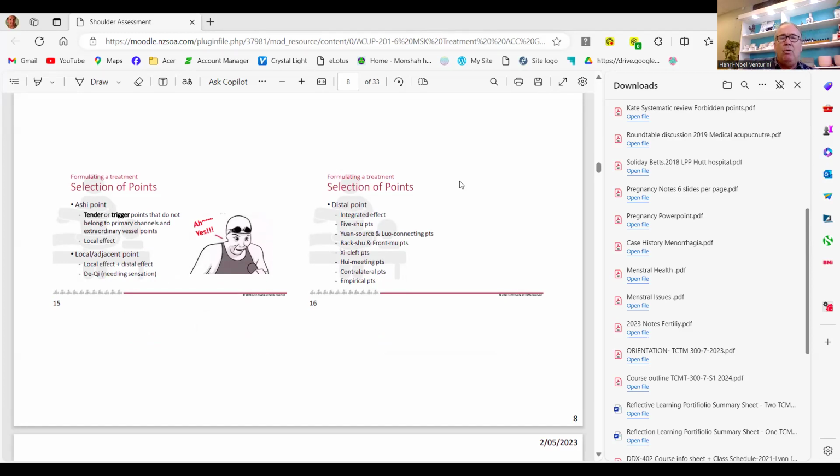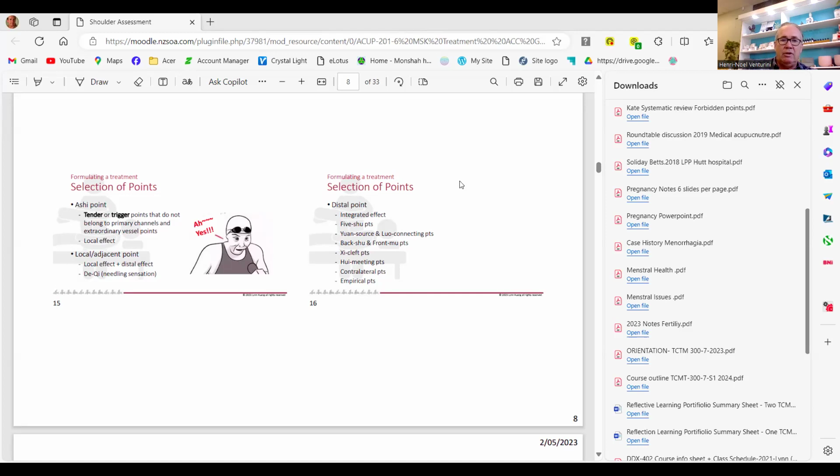Empirical points. Empirical points means that they don't know why it works, but it does. For example, Tiao Kou, stomach 39, I think it is, which is an empirical point for the shoulder. They don't know why it works, but it works. So studies have shown in the past that this is a very effective point for the shoulder, and that's a point you can use. That's what that means.